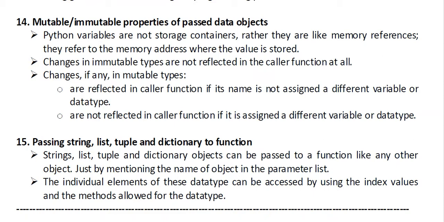Clear? If you are passing an immutable data type in the function call, it will go to a new memory location. It will not be in the same memory location. It will create a new reference frame for that, and if you try to change something there, that change will not be reflected back. The original value will not change. But if you are passing a mutable data type like a list, what will happen? Will it be changed or not? It has both conditions. The changes are reflected in the caller function if its name is not assigned a different variable or data type.